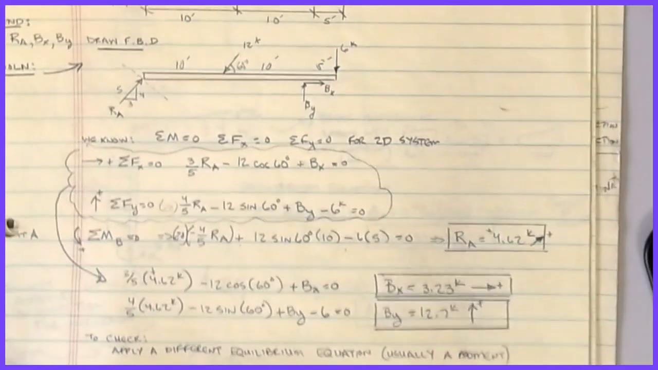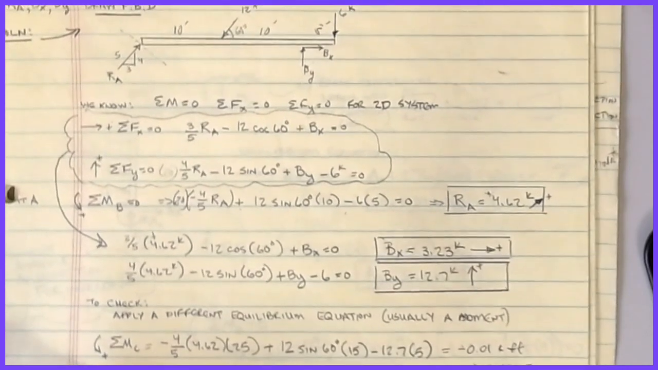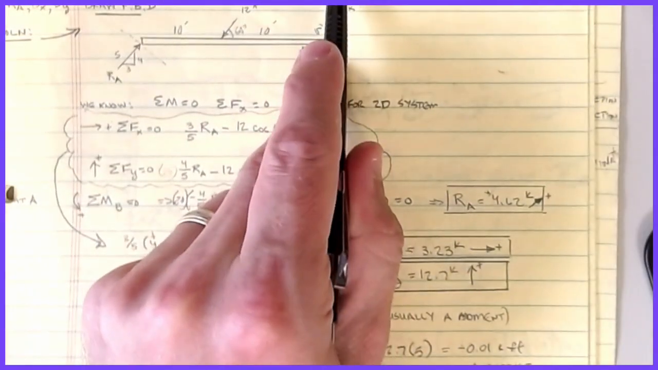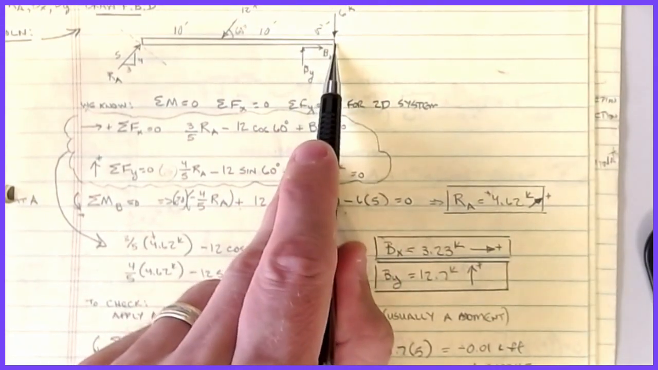Pull it. There we go. Let's try that. Okay, so now you can see both of the parts. So in this case, just to check for a good exercise, I went and summed moments out here at C, which would be at the end of the cantilever.